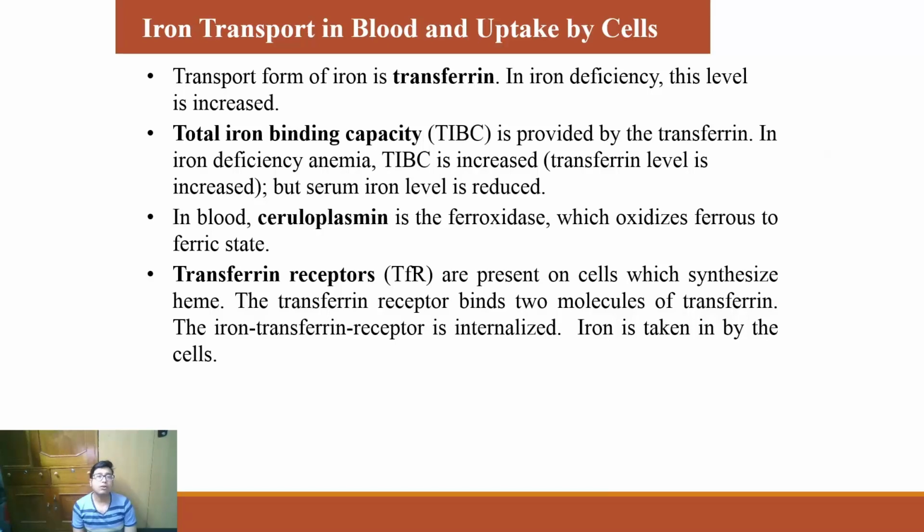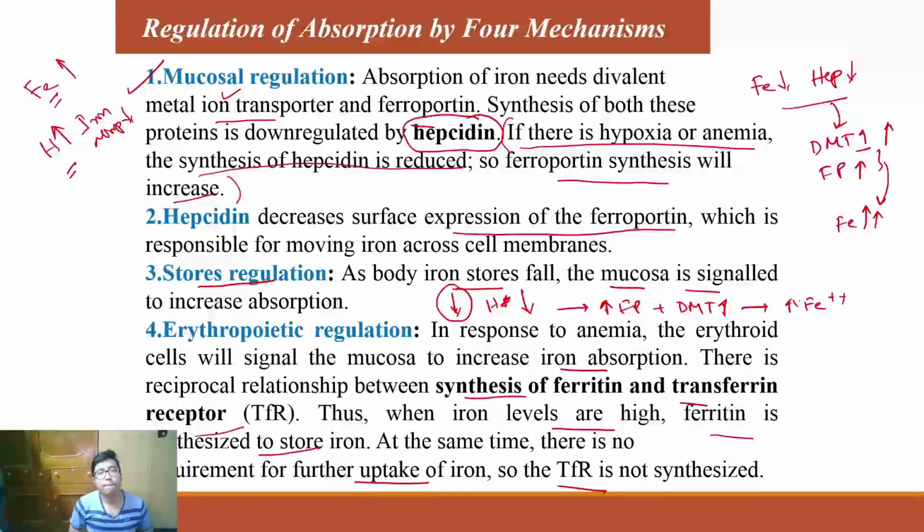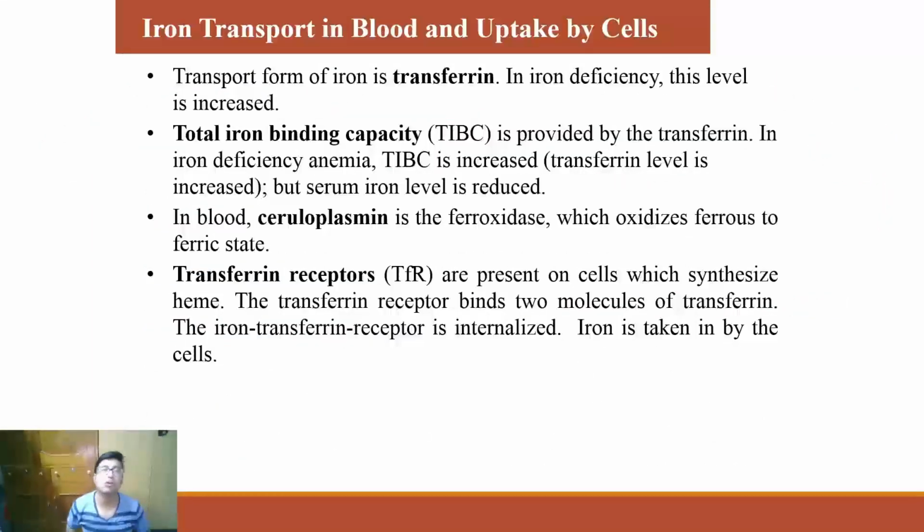So how is iron transported in blood? We have already discussed the mucosal block theory and the regulation of mucosal block theory, as well as the mechanism of iron absorption. This will be a long question. The next part of the long question, because the mucosal block theory is always accompanied by a short 3 marks question on iron transport. So you must know what happens after absorption.